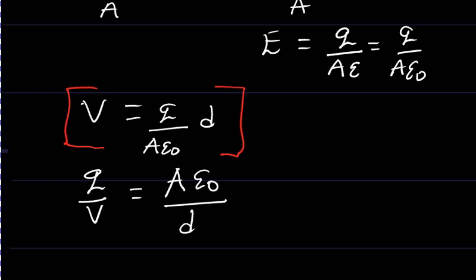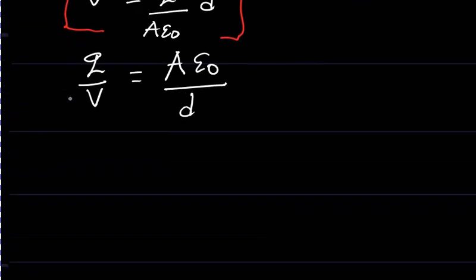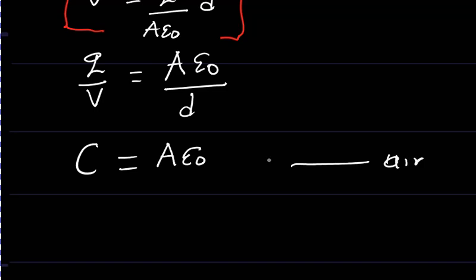So we know that Q all over V is the capacitance of the capacitor. That means the capacitance of a capacitor is measured by multiplying the area of the plate by epsilon 0, the permittivity of free space, since we are dealing with air in this case, then divided by the distance between the two plates.